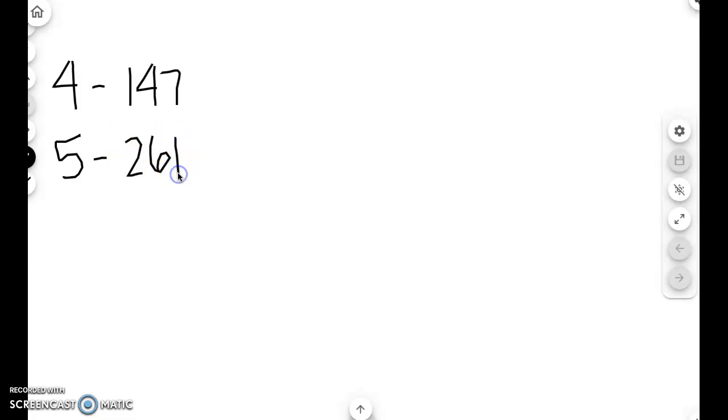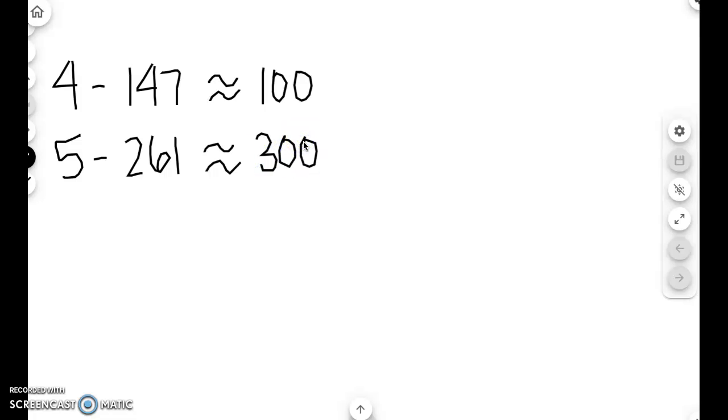So we are going to first start off with 4th grade. So 4th grade has 147 students. 5th grade has 261 students. So the first thing that we need to know is whenever we're estimating, we are rounding. So this 147 is actually going to round down to 100, and 261 is going to round up to 300, giving us those really easy numbers.